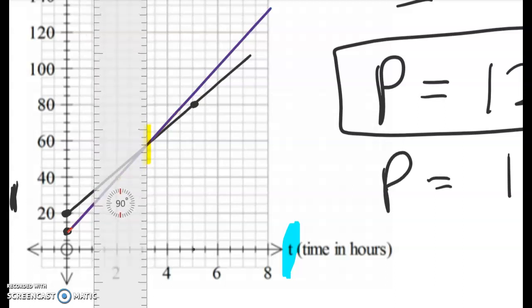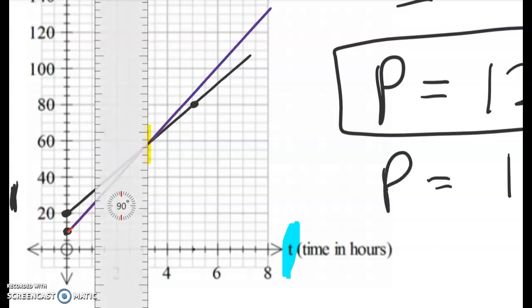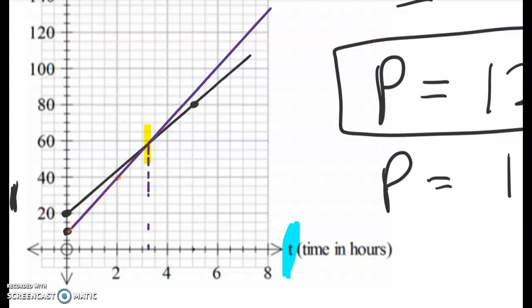Let's see. So let's draw down a dotted line here. It looks like at about $60 they're doing the same number of hours for the same amount of money. So this is 2, 3, so it's just over 3 hours. It looks to me like about 3 1/3 hours. That would be my guess.